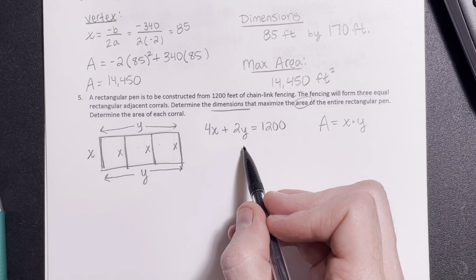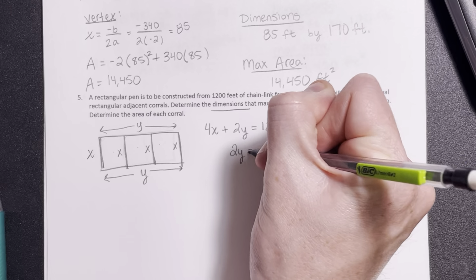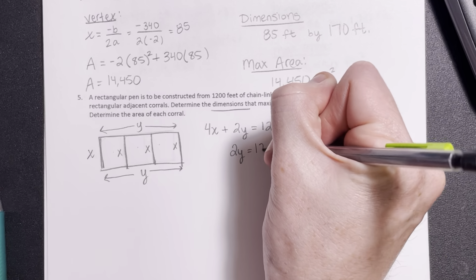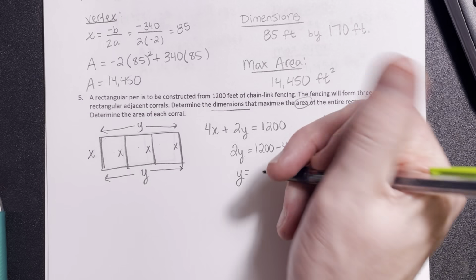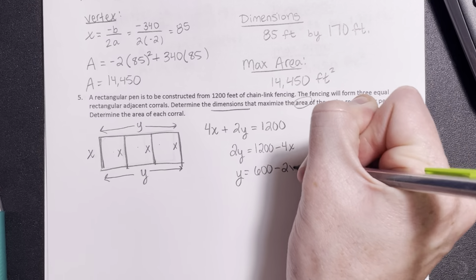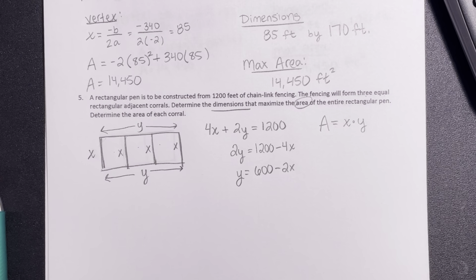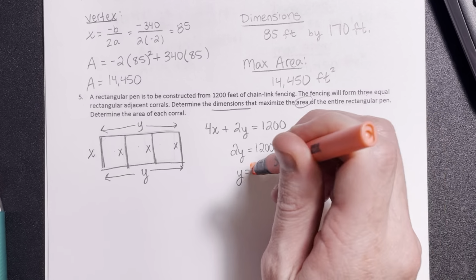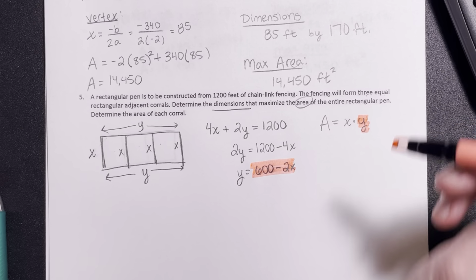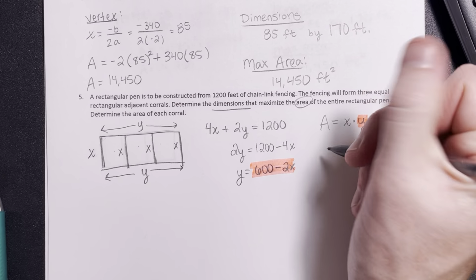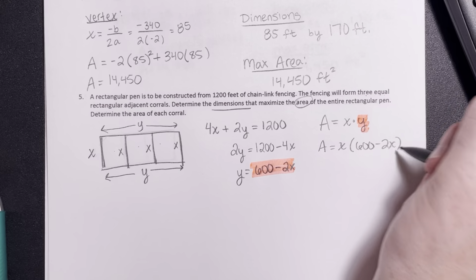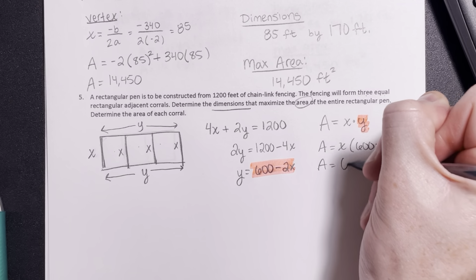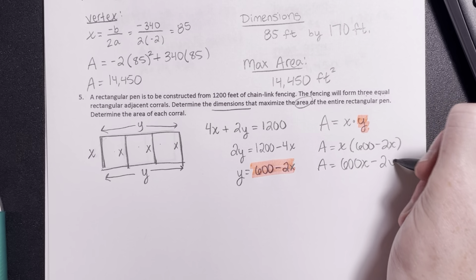I'm going to still choose solving for y, but I would need to subtract the 4x over, so that's 1,200 minus 4x. And then we're going to divide by 2. Dividing the whole side by 2 makes that 600 minus 2x. So if y is 600 minus 2x, I'm going to substitute it in for y. So our area equation says x times 600 minus 2x. Or if you distribute, that's 600x minus 2x squared.